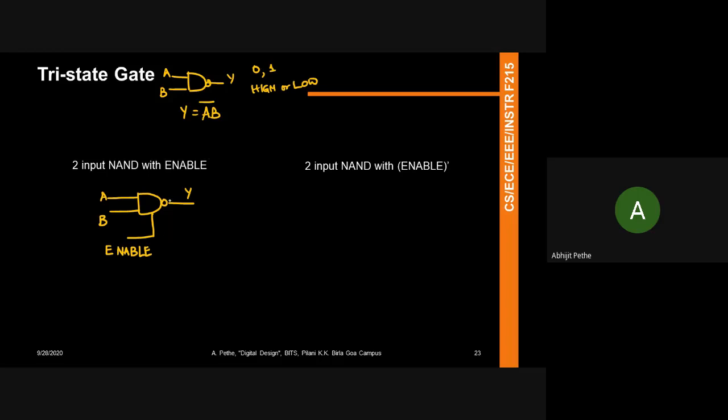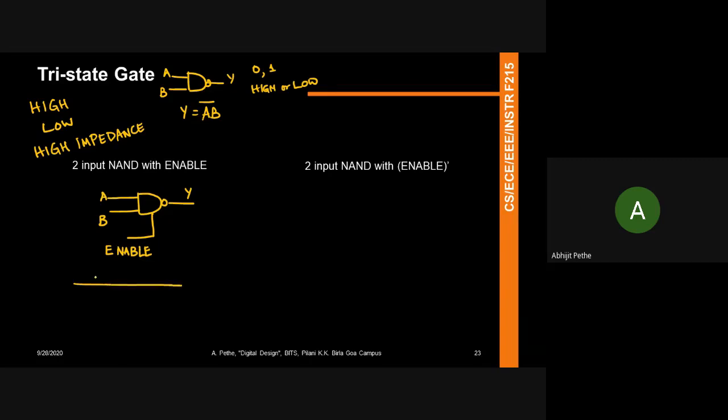Now what happens in a tri-state gate is that the output can be either a high voltage or a low voltage or what is known as a high impedance. That is, it becomes an open circuit. So the output can have three states: high, low, and high impedance. And what does high impedance mean? High impedance means that this output doesn't have a voltage level. It's an open circuit, and that is controlled by enable.